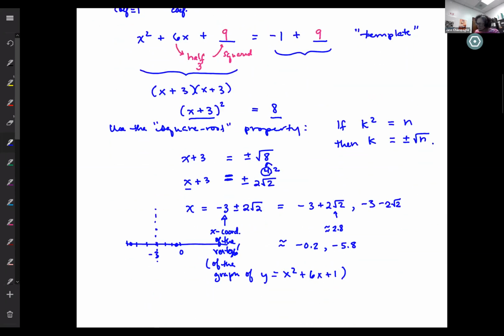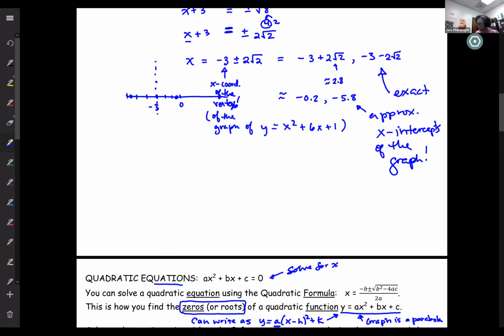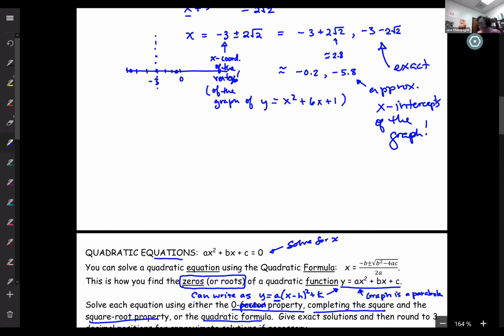What these solutions actually give are the x-intercepts of the graph. These would be the exact, these would be the approximate x-intercepts of the graph. So that's what is meant by this idea of finding the zeros. The zeros are going to give you the x-intercepts, unless they come out to be imaginary.